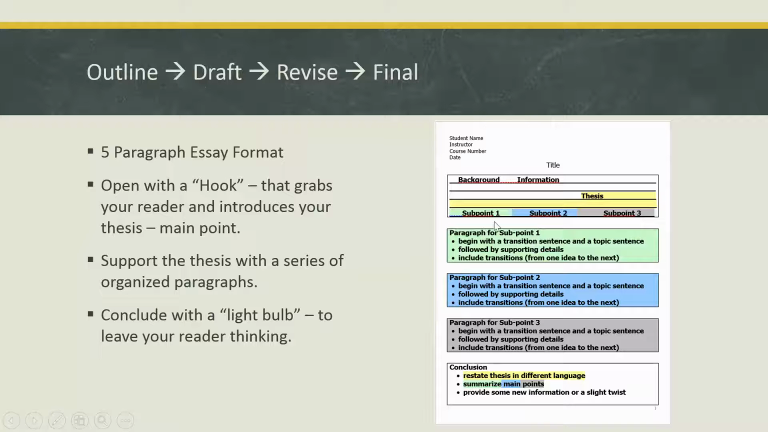Then, individual paragraphs support that thesis, detail by detail. There are transitions between good paragraphs, either at the end, transitioning to the next, or at the beginning of a paragraph, transitioning from the last. Your conclusion restates your thesis, reminds your reader of the main purpose of a paper, and then summarizes your main points. Always offer a little bit of a twist, something to keep your reader thinking.